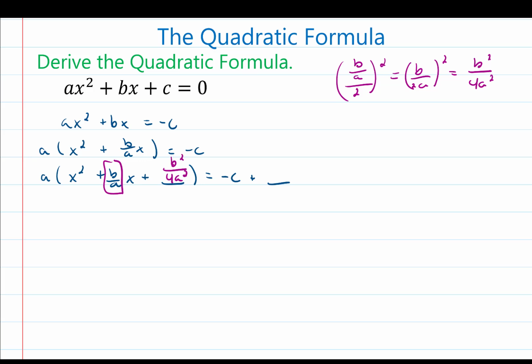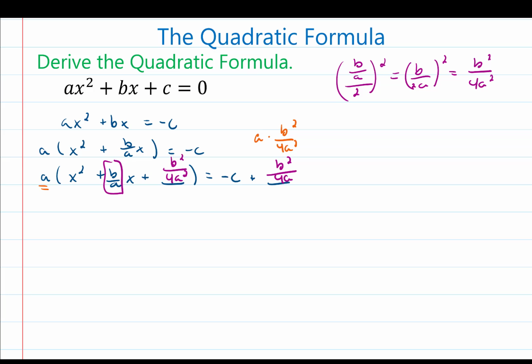Now the value that we're going to add to the right side is not actually specifically that. So we always need to ask ourselves, what is that value really on the left side after we would hypothetically distribute a? So in other words, what we need to do is multiply the value of a, the leading coefficient that is outside the parentheses, times the b squared over 4a squared. And what we get is b squared over 4a. And so that is what we will add to the right side.